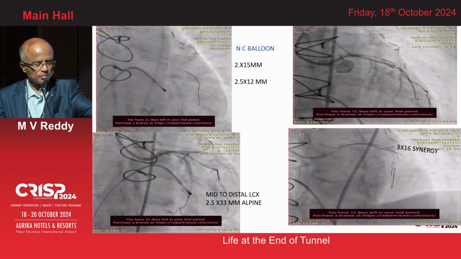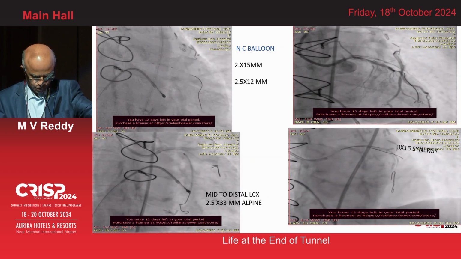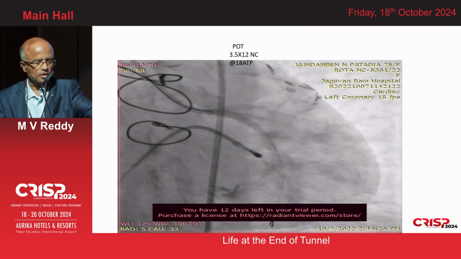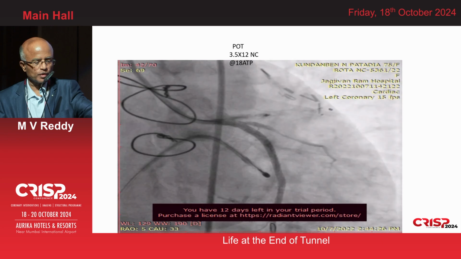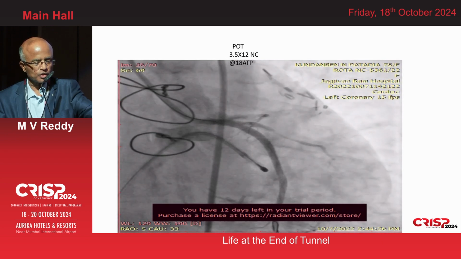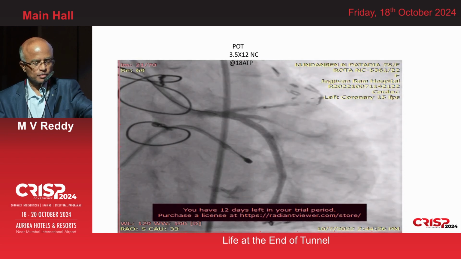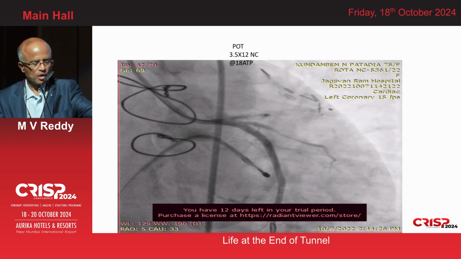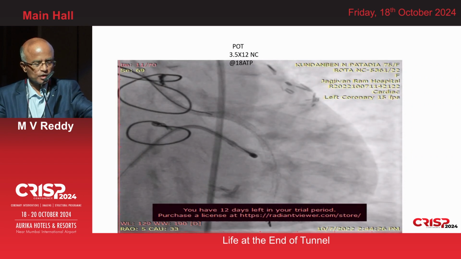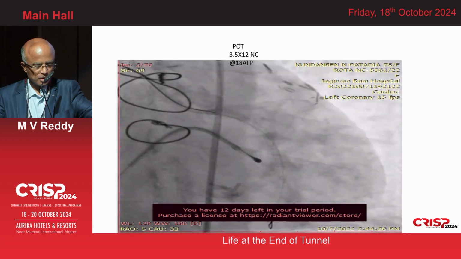The distal circumflex was stented with a 2.5 by 33 mm Alpine stent. On the proximal, an 18 mm stent was used and post-dilated with a 3.5 NC balloon at high pressure. I could see there was flow in the high OM, but it was looking small, so I decided not to do anything and leave it at this stage.